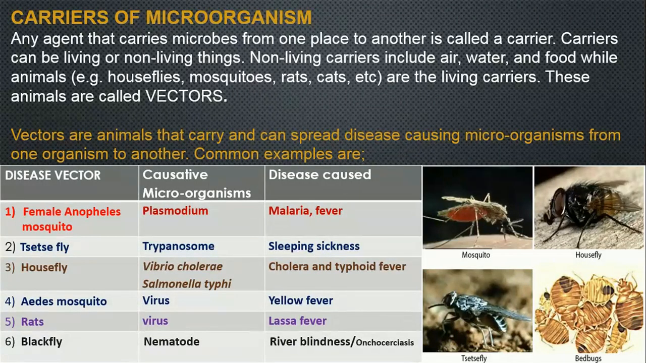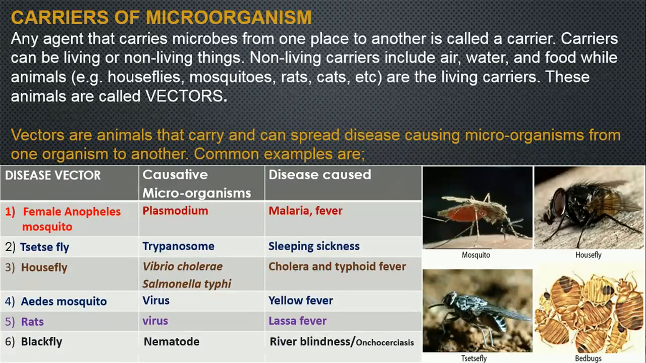Now let's look at some disease vectors, their causative organisms, and the diseases that are caused by them. Number one, we have the female Anopheles mosquito. This is a vector that carries a microorganism known as plasmodium. This plasmodium is responsible for the disease known as malaria. So vectors are carriers of disease-causing microorganisms. I'm just looking for a way to make it easier for you to understand so that you don't make mistakes in your examination.